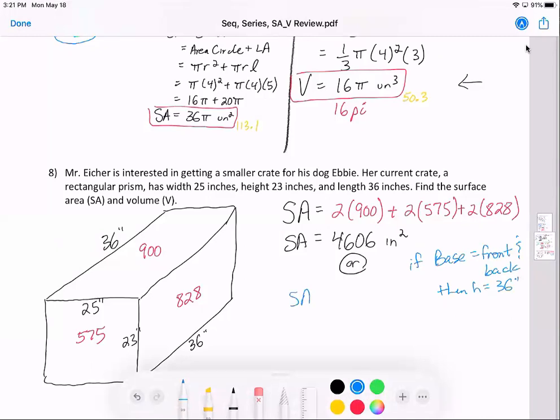So you could do the surface area equals the perimeter of the base times the height of the prism. The perimeter of the base would be 25 plus 23 plus 25 plus 23. That's this perimeter right here. Times the height of the prism, which is 36. So let's see if this works. Let's see if I remember my formulas. 25 plus 23 plus 25 plus 23 is 96 times 36. And I did not get the same answer.